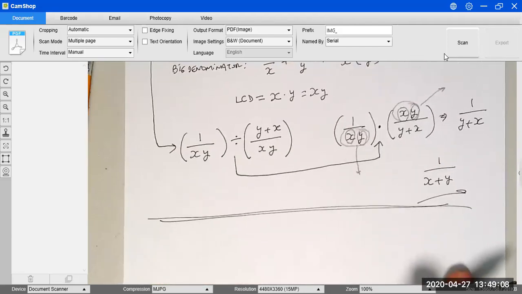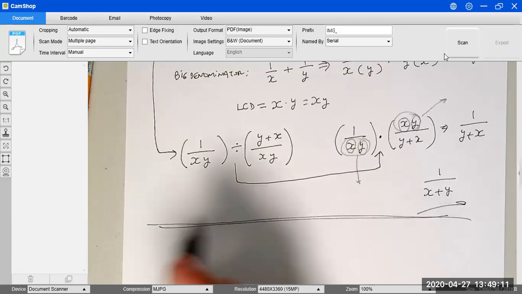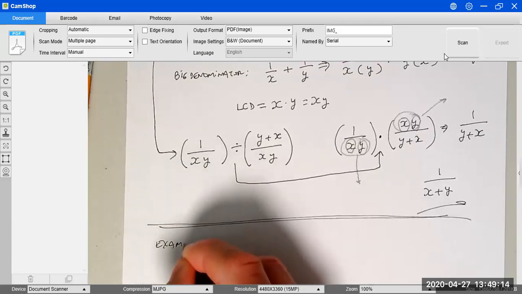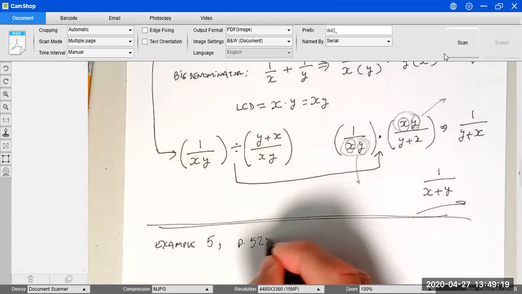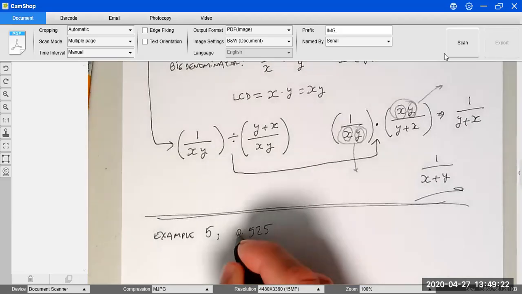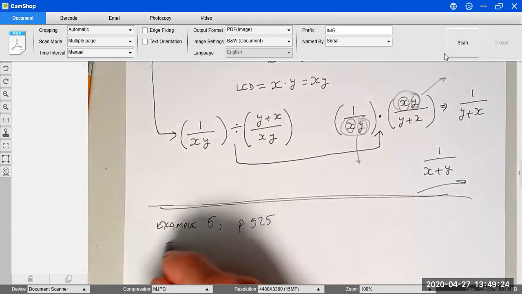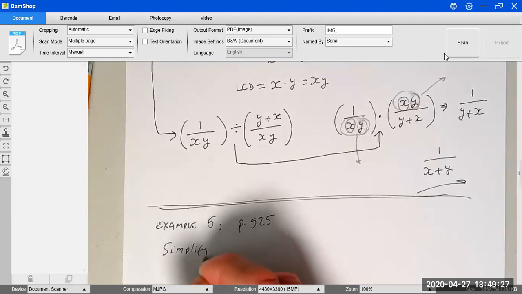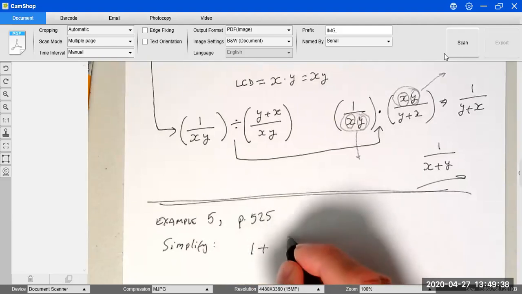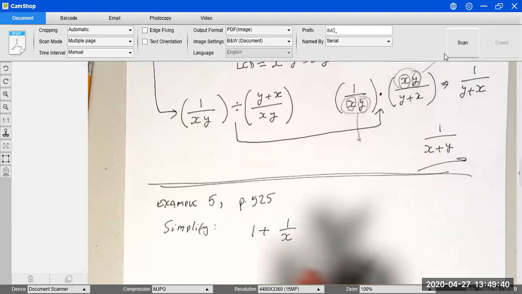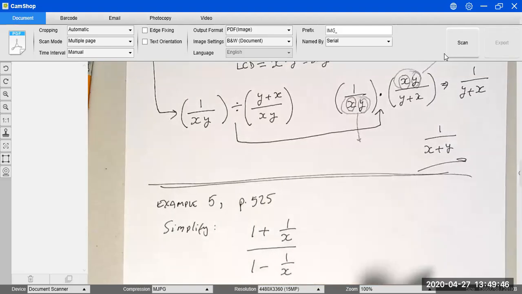Now I'm going to solve 2 more examples, and then you're going to work on this. So 2 more examples, the process is the same. I'm going to work on example 5 on page 525. So example 5 is another complex rational expression that we're going to simplify: 1 plus 1 over x, over 1 minus 1 over x.